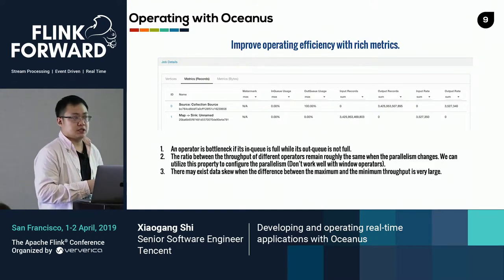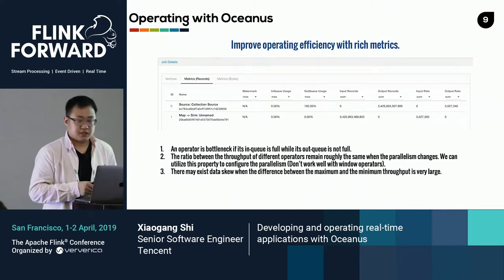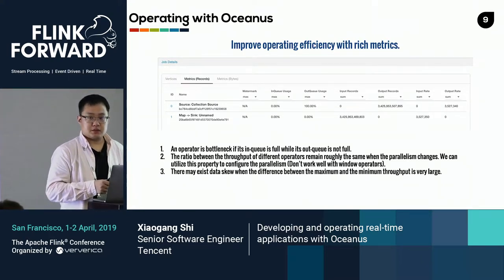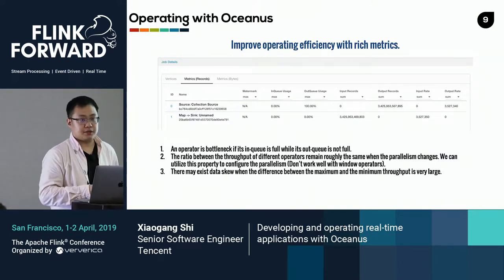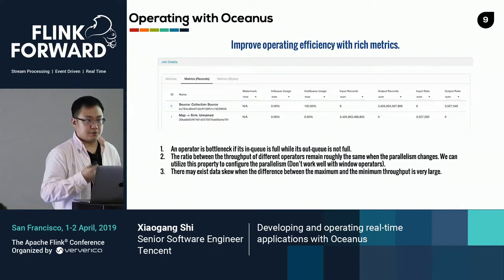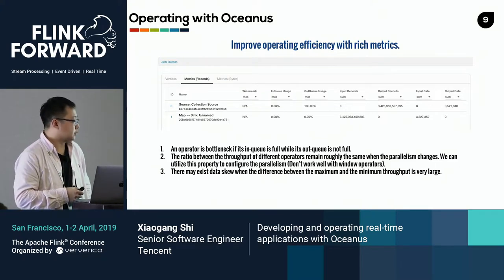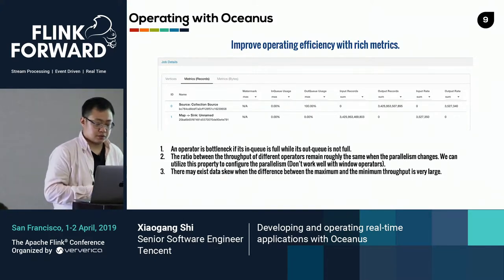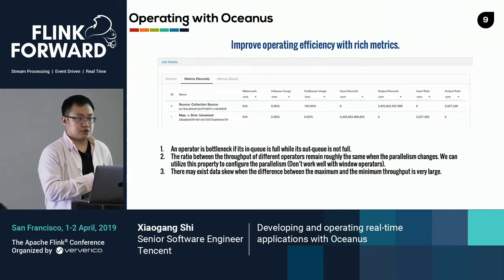We have worked on a script to automate these operations in parallelism settings, but it is very challenging, especially for the jobs with window operators, because window operators are idle most of the time. And when the windows are triggered, a lot of records may be produced, and it's very hard to know the number of records produced when they are triggered. So there still needs some manual work to determine the parallelism for the jobs with window operators.